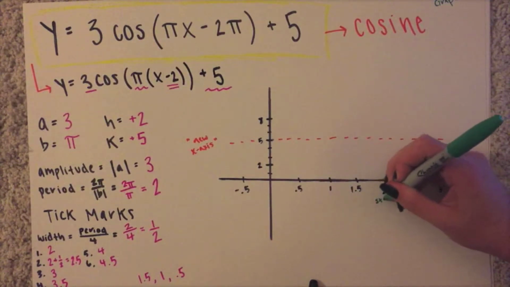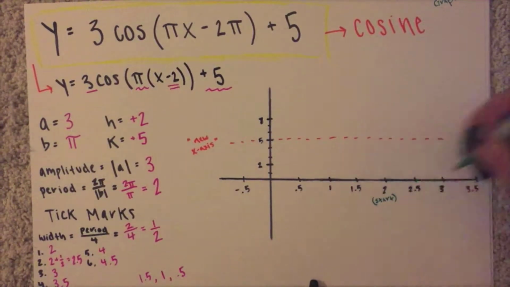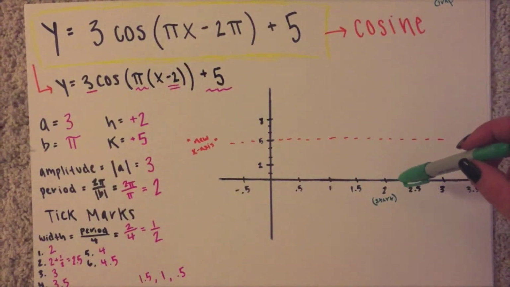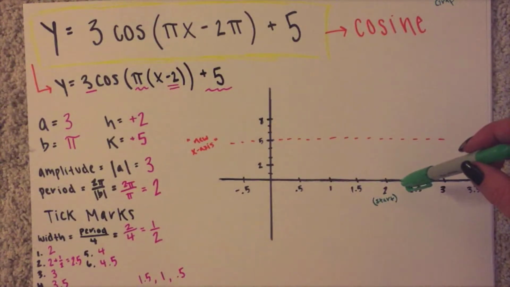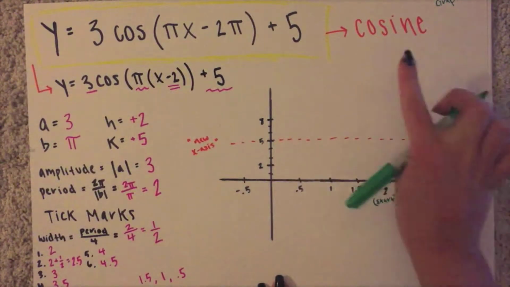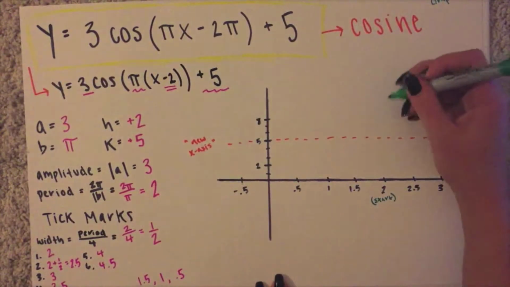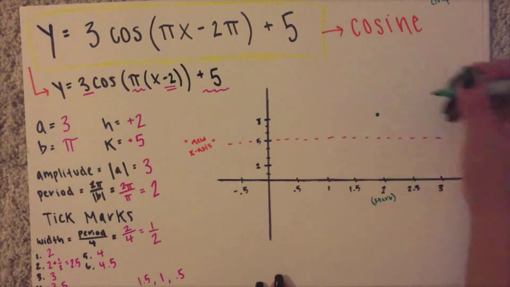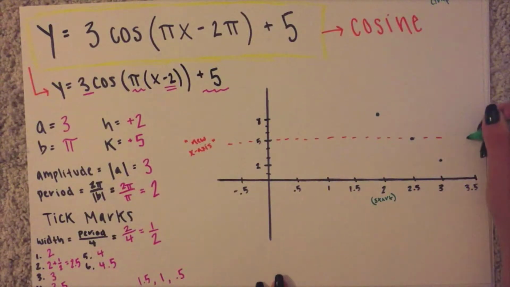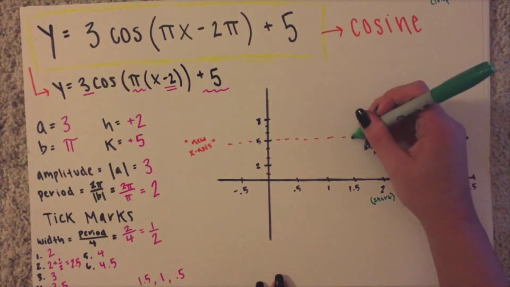So now to graph, we're going to start at our h value, which is a positive 2. And since cosine does not go through the origin in the parent function, we are going to be starting at our maximum value, which is 8. So we're going to put a dot there to indicate that, and then we are going to follow the cosine wave from there. So then we'll hit through the x-axis and then hit our minimum value and continue that wave pattern.